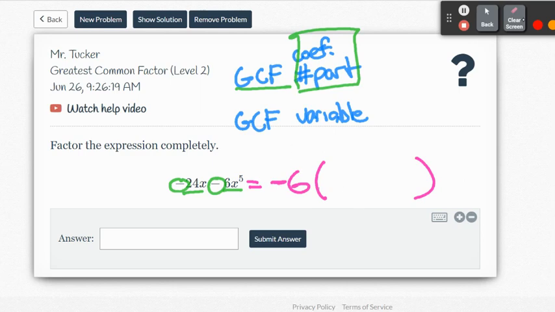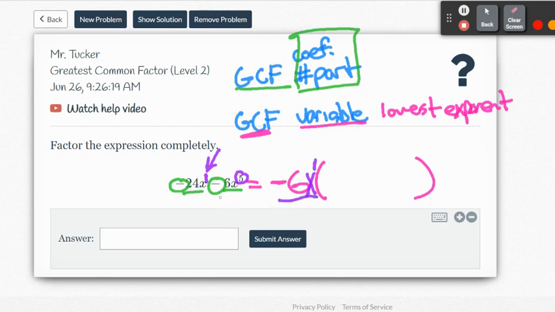Now, I probably made that a little too tight there because I'm going to throw an x also. My greatest common factor variable part is the common letter that they have, and then the lowest exponent. This time, the exponent is a 5 here and a 1 here. Well, the 1's the lowest, so I want to put an x to the 1, or just put x. You don't need to put the 1 there. That is my GCF part.